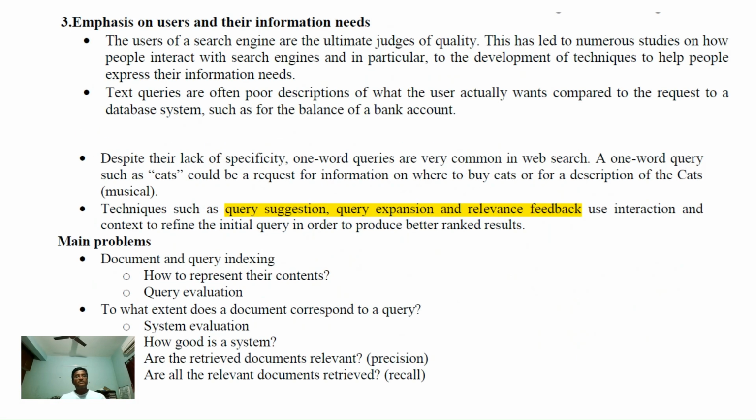The third is emphasis on users. The users of the search engine are the ultimate judges of quality. Text queries are often a poor description. The main problems are document indexing, how to represent the query, evaluation, and how good the system is. All these form the main problems, like document and query indexing and what the document corresponds to. Okay, thank you.